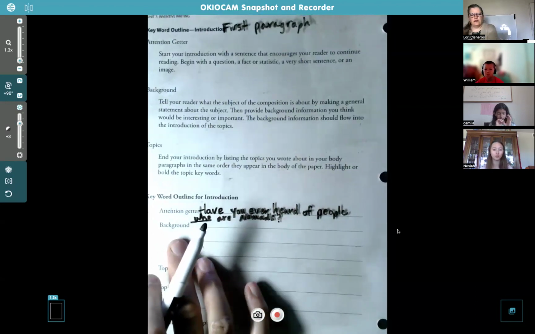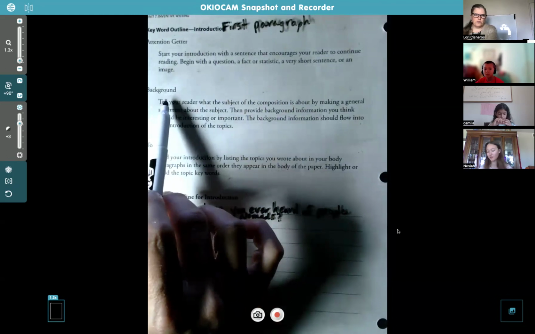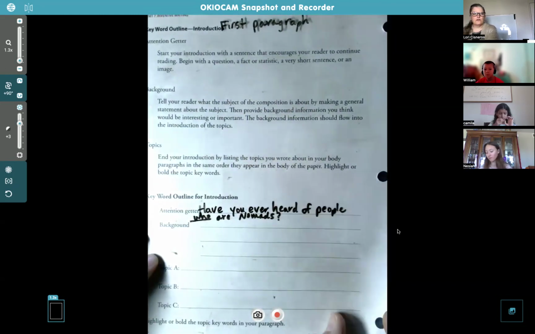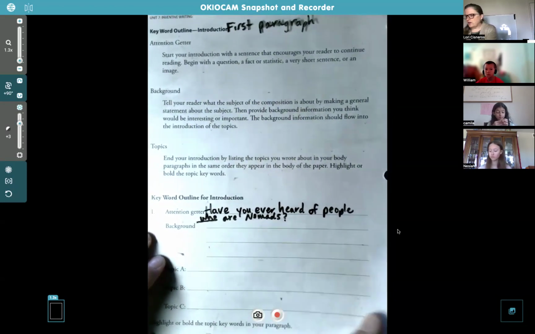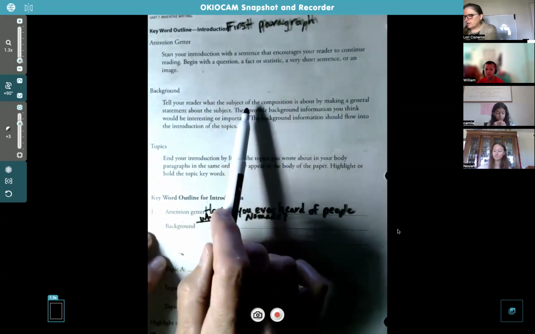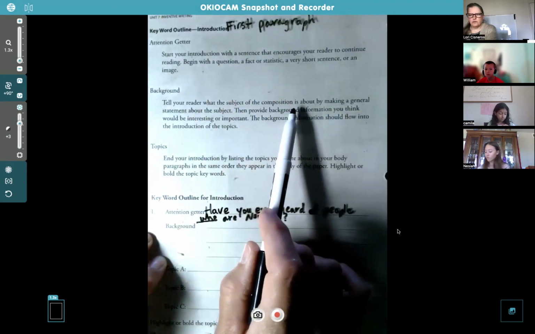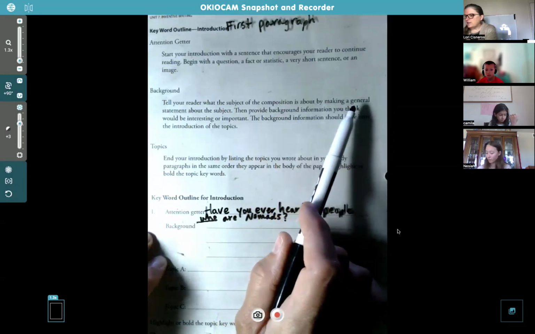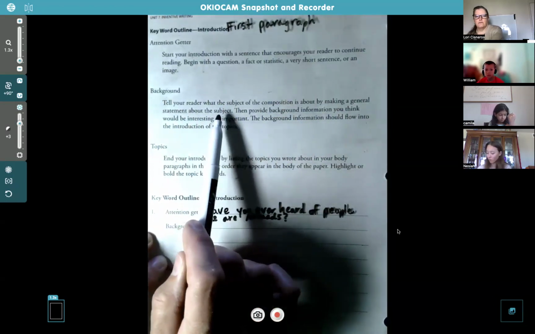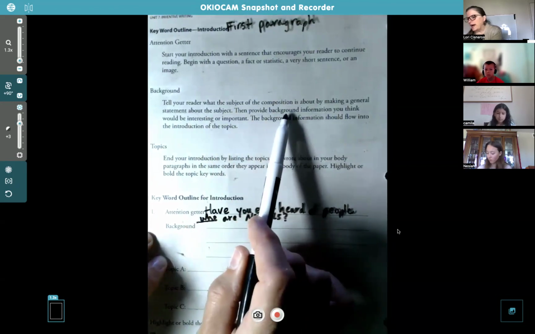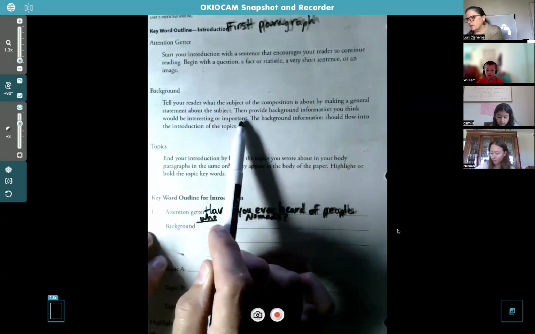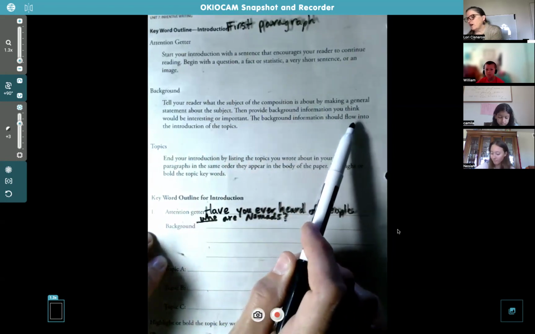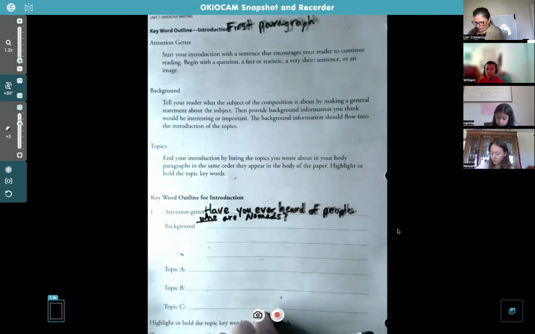Then it says background here. So let's look at the paragraph that describes the background at the top. This is what we're going to talk about next. Try to come up with an idea here. It says, tell your reader what the subject of the composition is. Remember, your subject is people of the desert or nomads, okay? By making a general statement about the subject. Then provide background information you think would be interesting or important. The background information should flow into the introduction of the topics.